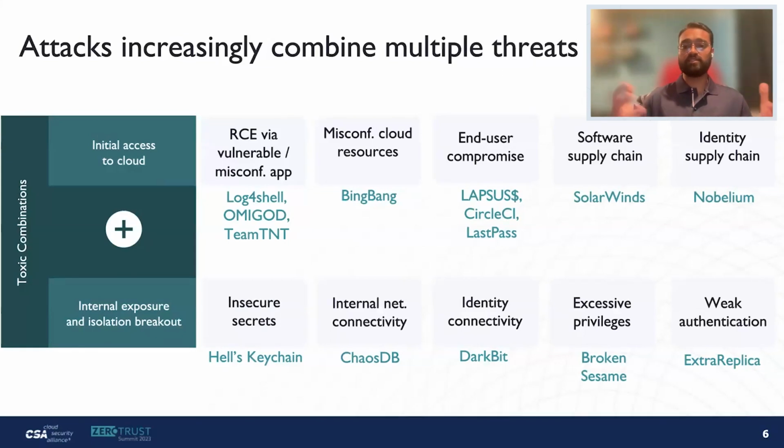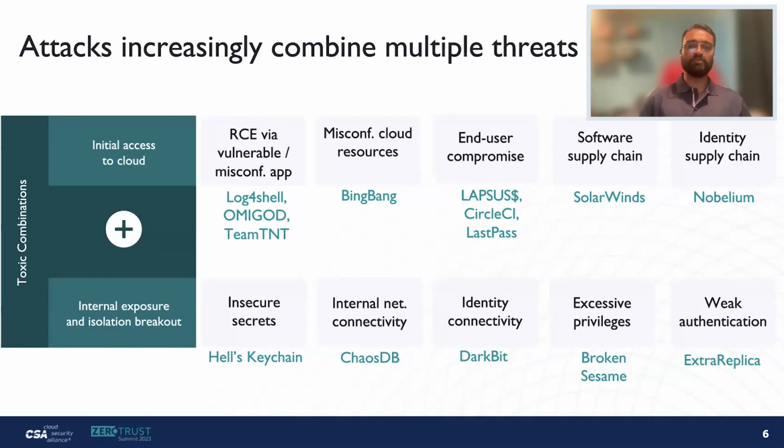A toxic combination in that case is essentially just a combination of different risk domains, things like insecure secrets, the identity supply chain, weak authentication, excessive privileges. And the combination of those things, or that toxic combination, makes it really easy for attackers to compromise environments.